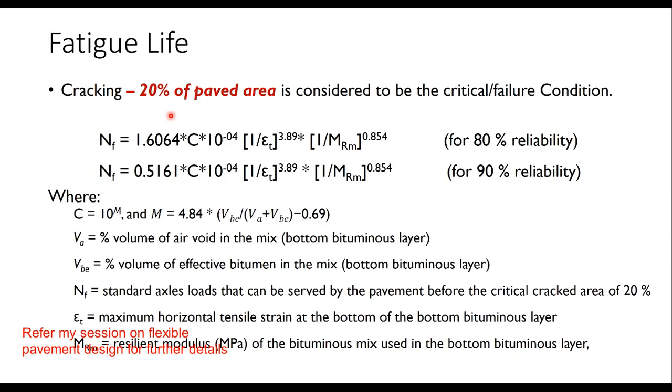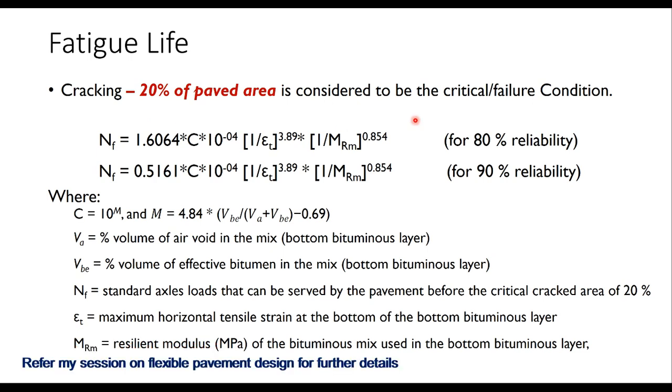Now, fatigue life: the pavement is considered to have failed if more than 20% of the paved area is cracked. This is the equation to calculate fatigue life, given the tensile strain at the bottom of the bituminous layer and the modulus of the bituminous layer, for 80% reliability and 90% reliability. This equation has also been discussed in quite some detail when we discussed the design of flexible pavement as per IRC 37.